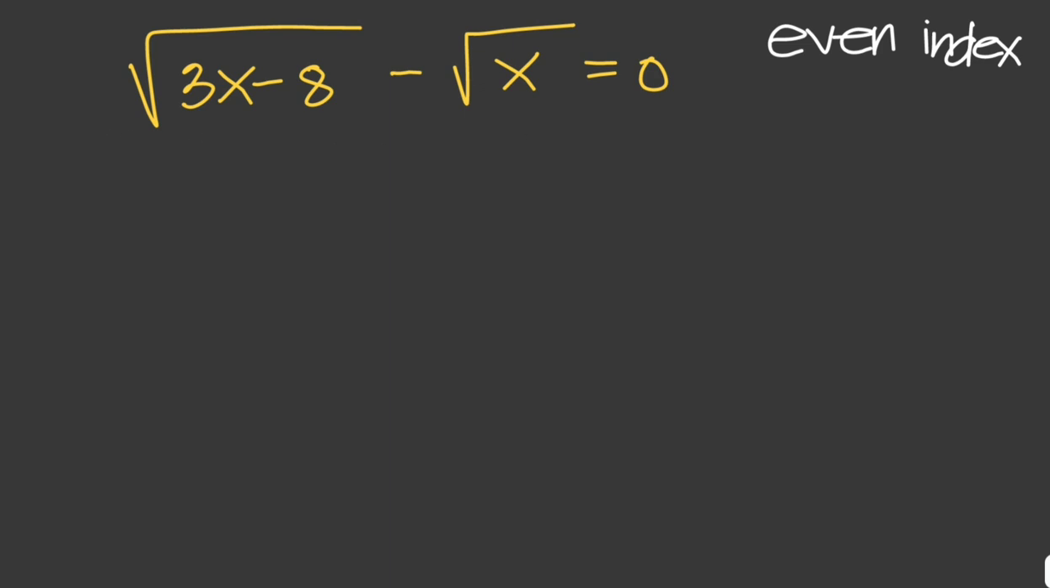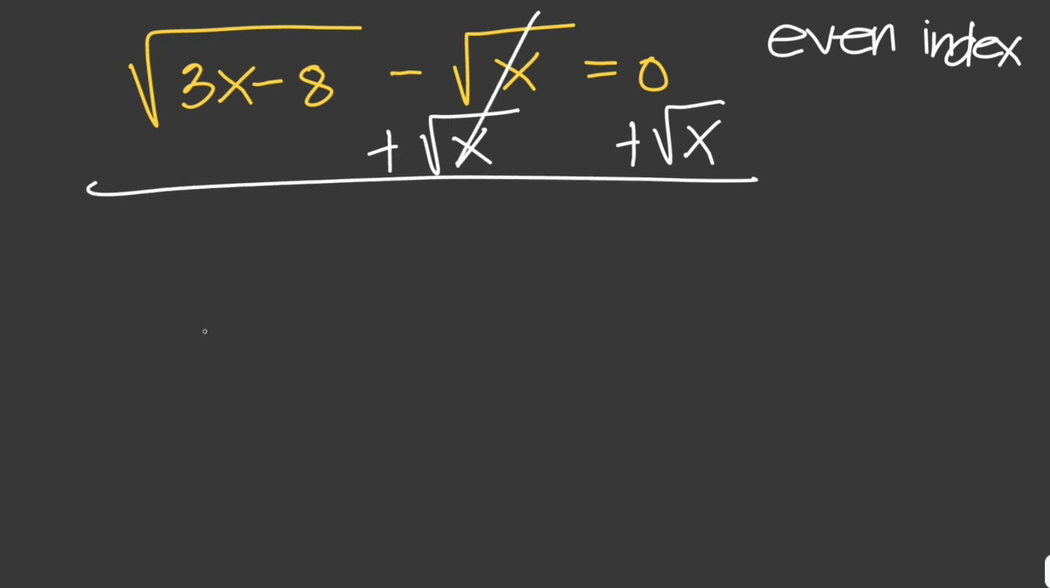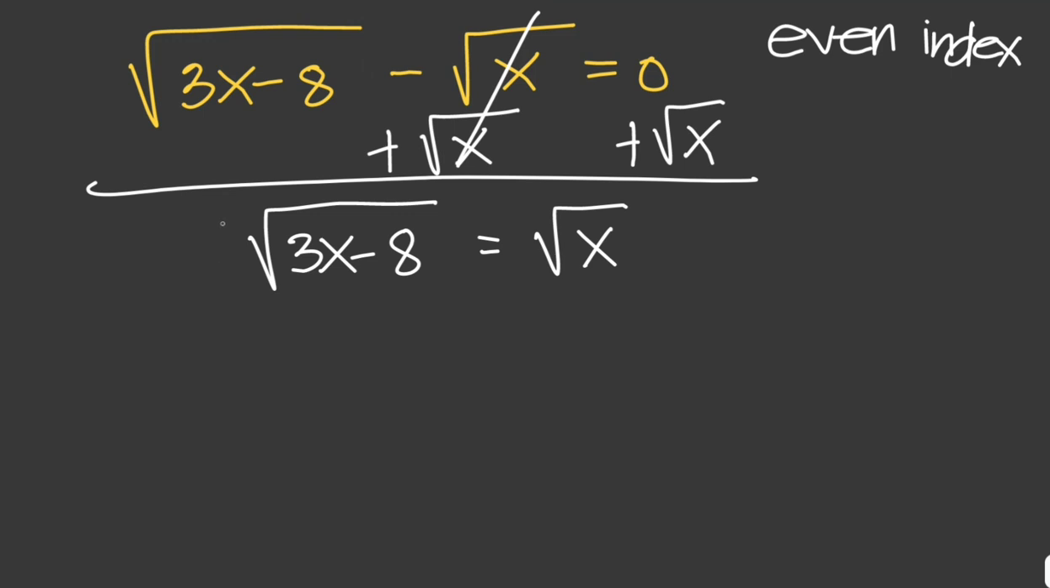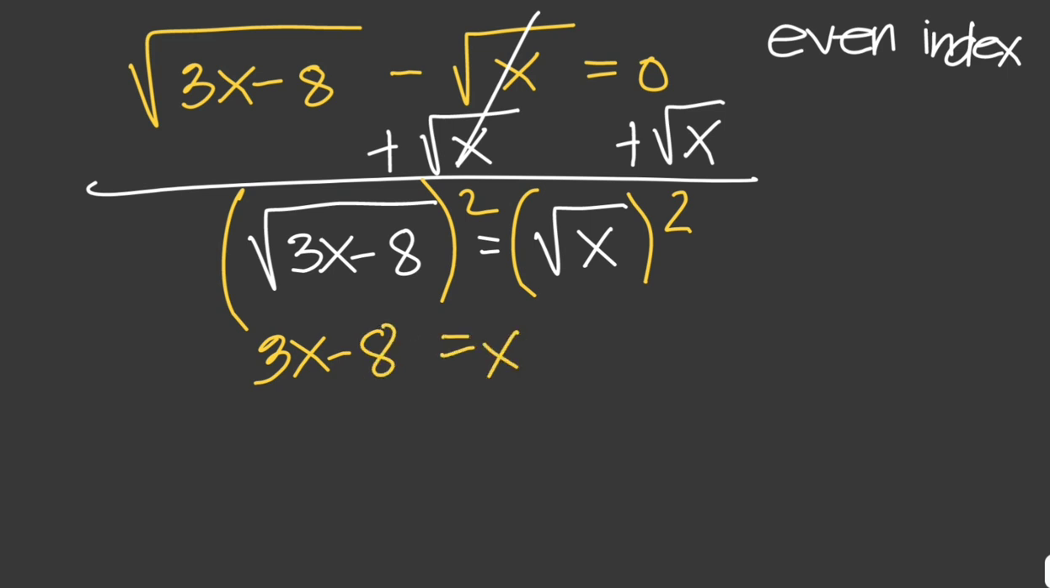Alright, so given this expression here, we cannot directly raise this to the power of 2. So all we have to do is isolate the root first by adding square root of x to both sides. Now this cancels out. Then this is square root of 3x minus 8 equals square root of x. And now we can square both sides. Alright, and this would give us 3x minus 8 equals x.